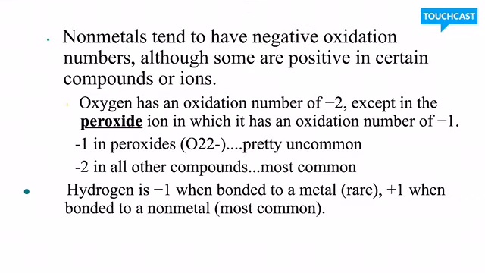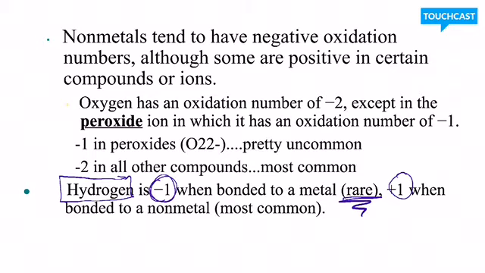Another rule to keep in mind is that nonmetals tend to be negative. Their oxidation numbers tend to be negative, and metals tend to be positive. But we do have rare occasions in which you might find a nonmetal with a positive number, and the only nonmetal that I've ever seen examples of is hydrogen. Sometimes hydrogen can actually have a positive one, but it can also be a negative one, which is very, very rare.